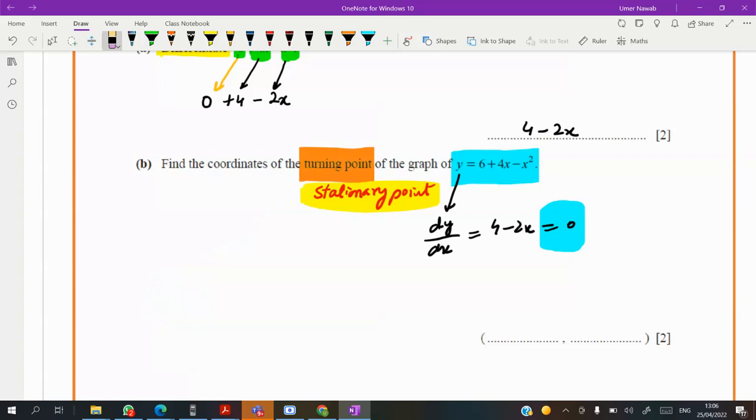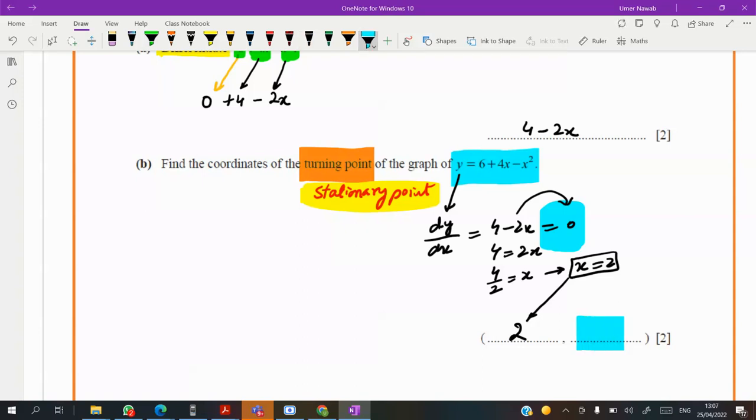So we found dy by dx. Now we solve it for x. Send the minus 2x to the other side. So 4 divided by 2 is equal to x. Finally, the x coordinate is found. So we put it here. So this is 2. How do we get the y coordinate?